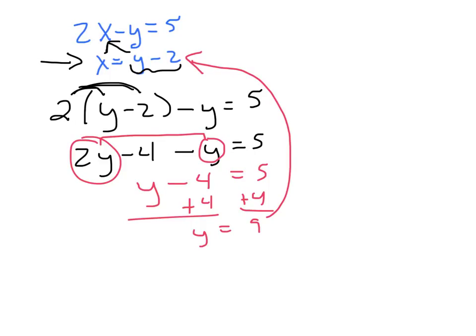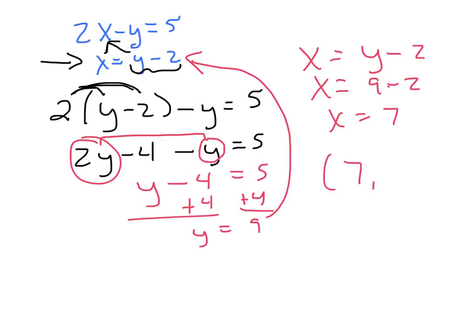I can plug it into either one. This one is already solved for x, so I'm going to plug in the 9 for the y. So again, I'm going to have x equals 9 minus 2, and x is equal to 7. Therefore, I have a solution of 7, 9.